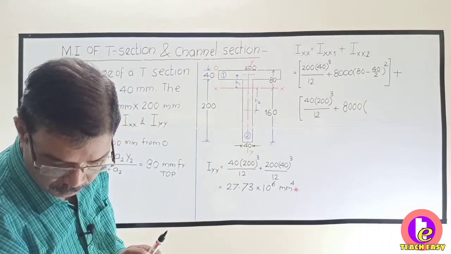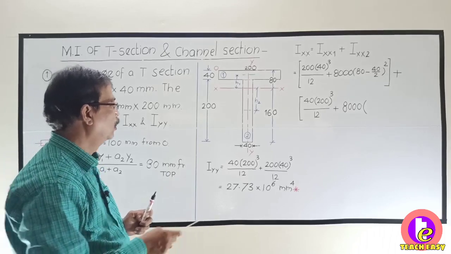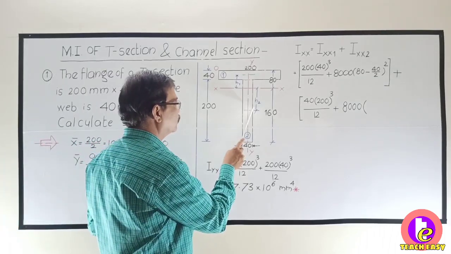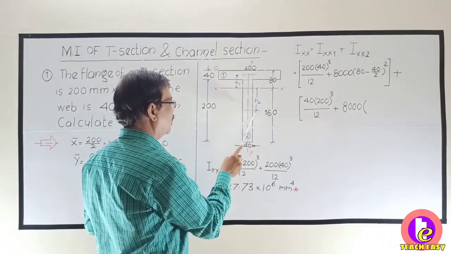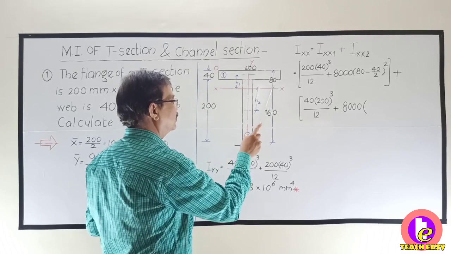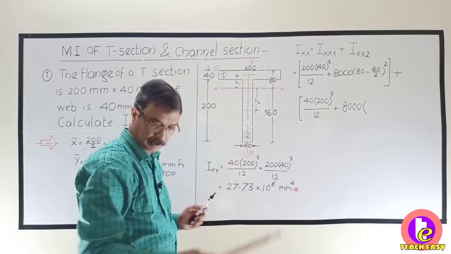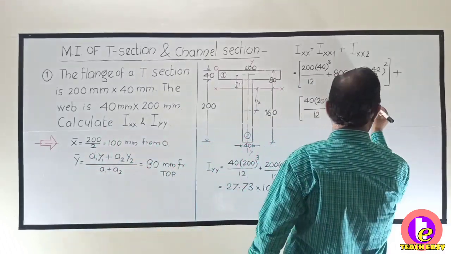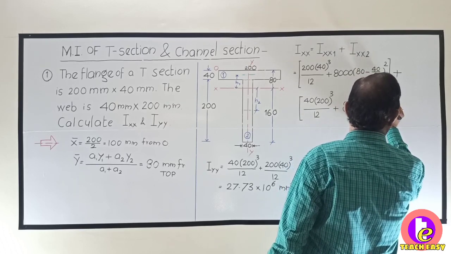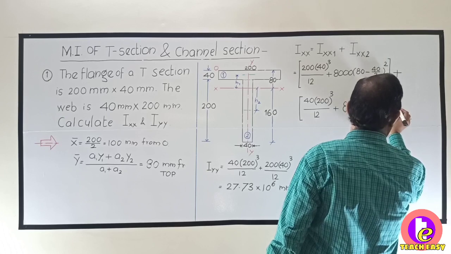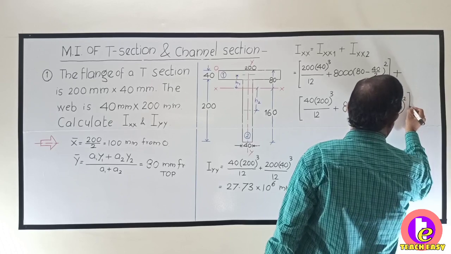So what will be h2, tell me? What is this distance? This is 200 by 2, that is 100. What is this distance? 160. So what will be this distance? 160 minus this distance. So it will be 160 minus 200 by 2. Square of that. Do not forget, I am repeating again and again because this is the common mistake.